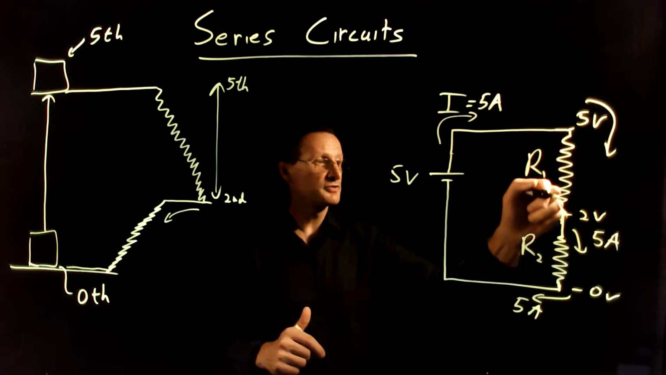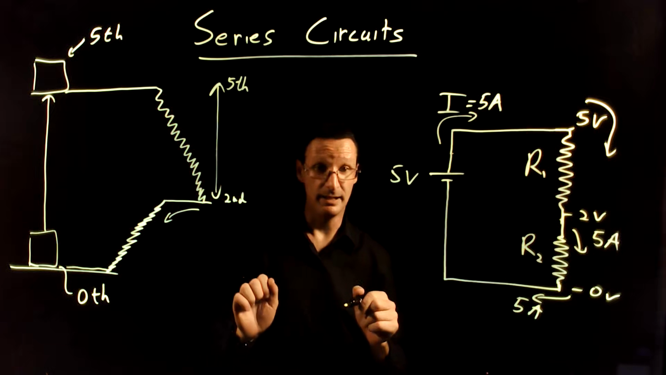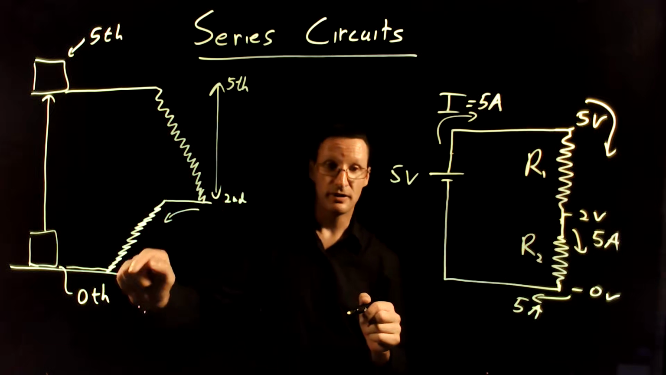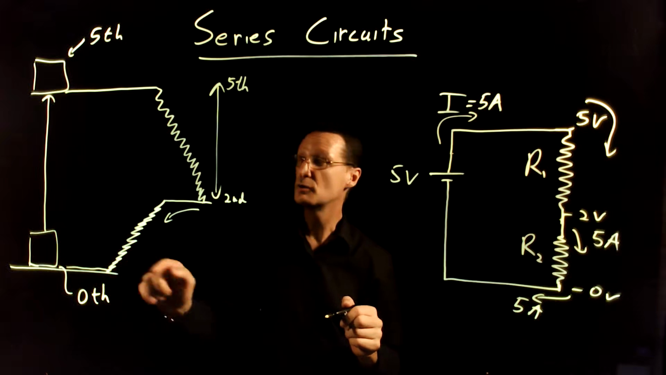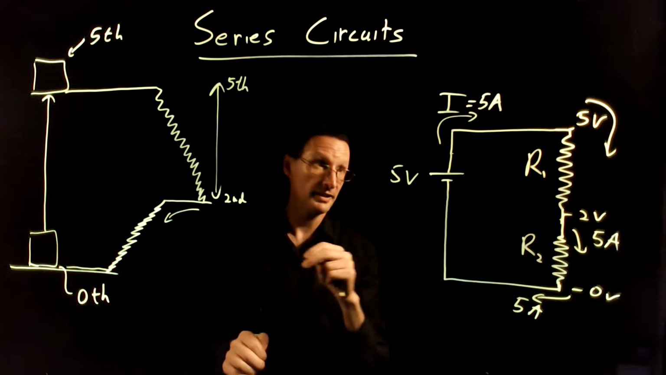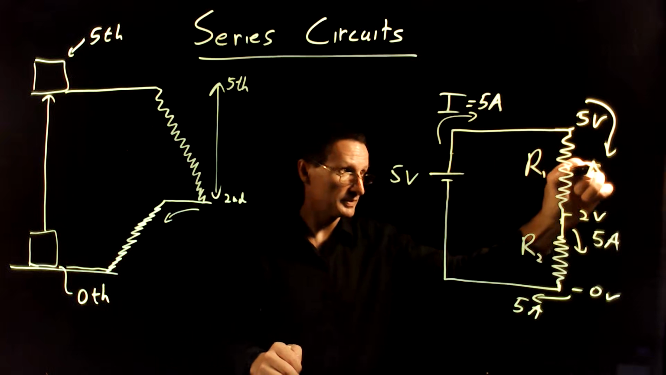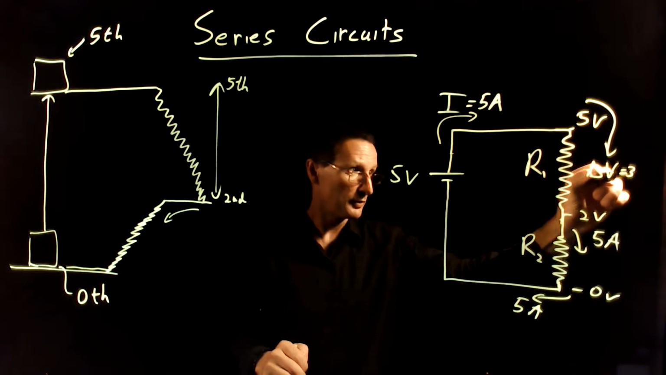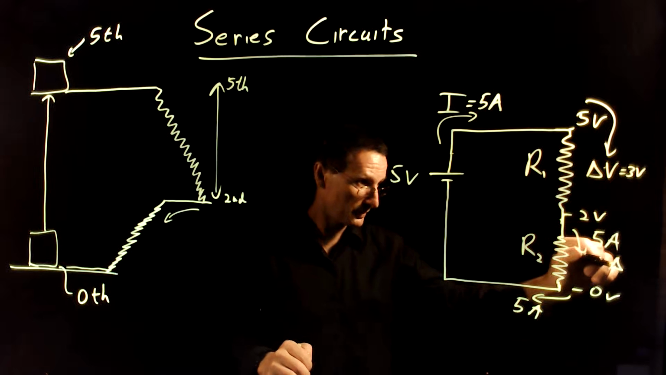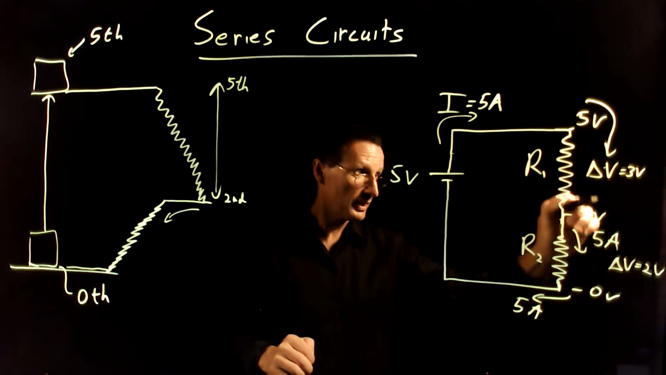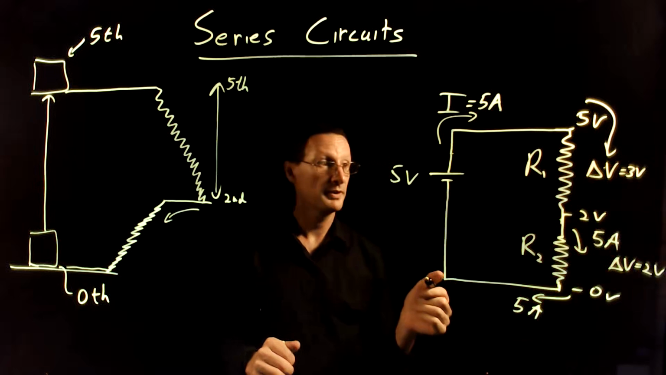Notice that the voltage drop across these elements is not the same, but the total voltage drop, that is 3 plus 2, will equal the voltage of the battery here, right? The voltage of the battery here is 5. Here the voltage drop is 3 volts, and here the voltage drop is 2 volts. 3 plus 2 is 5 volts, okay?